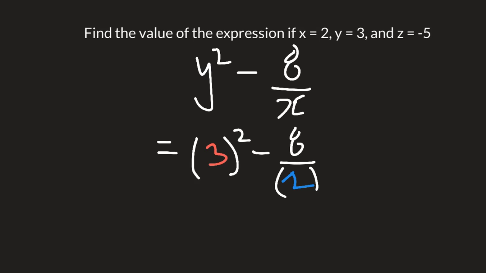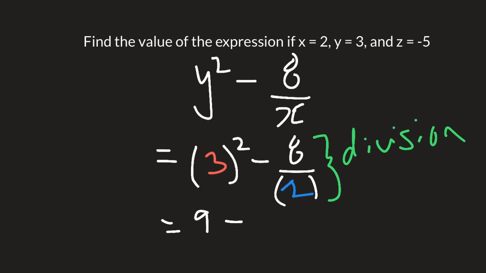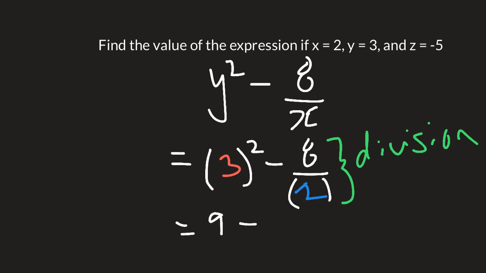3 squared is equal to 9 minus. When you have two numbers written as a fraction, it also means division. So what's 8 divided by 2 equal to? 8 divided by 2 is equal to 4. And then 9 minus 4, I've run out of room on my screen, so I'm going to write my final answer over here. 9 minus 4 equals 5. So there's our final answer there.